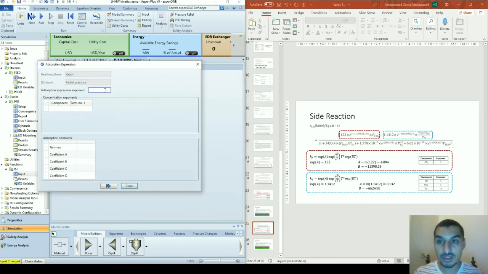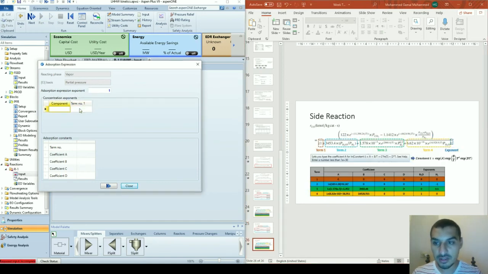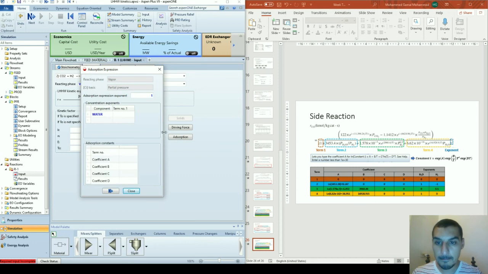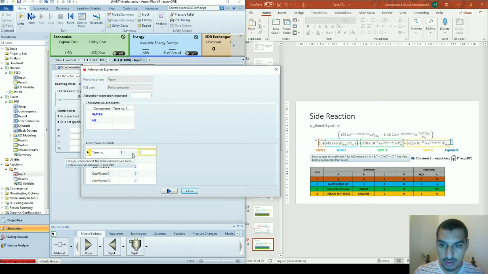reaction. The exponent here is 1. This was the main difference between this reaction and the main reaction. And I'm gonna put everything. The components that I have are water and hydrogen. I have 4 terms, 1, 2, 3, and 4. And for the concentration exponents for term number 1, I have water.